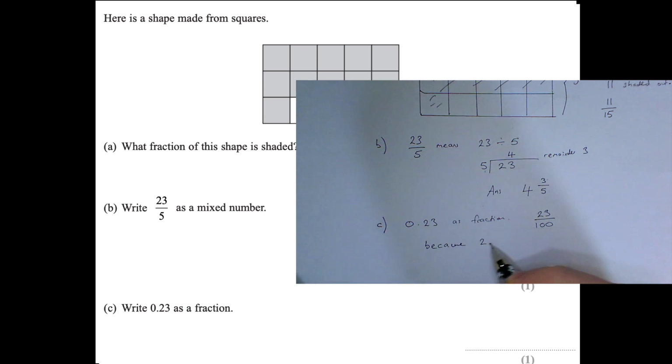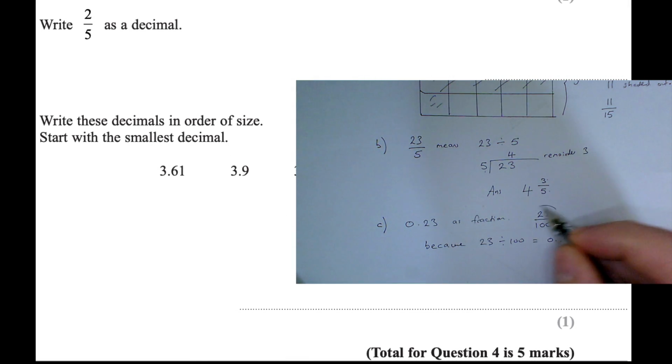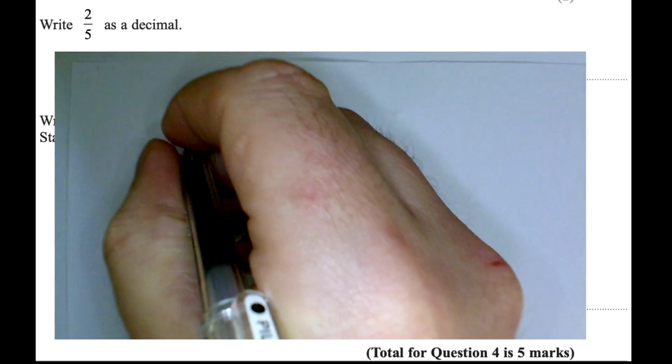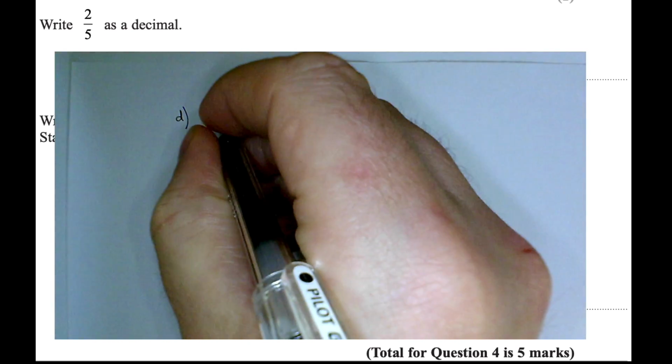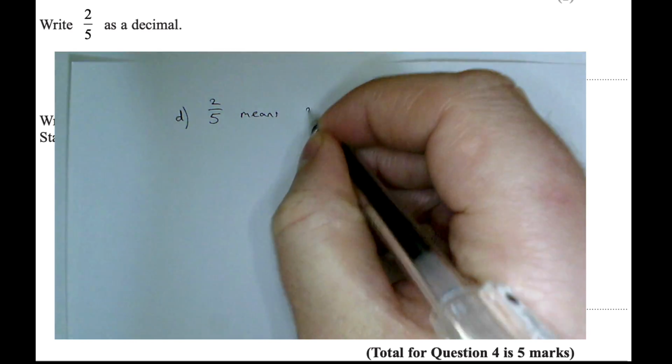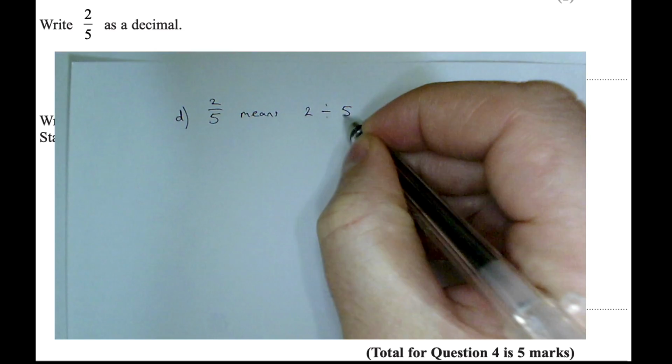Now if you look at part D, I think part D is going the other way, isn't it? Yes, we've got to write a fraction as a decimal. Well, remember what we've said. We've said that all fractions are divisions. So I literally type into my calculator 2 divided by 5. And that will give me 2/5 as a decimal.